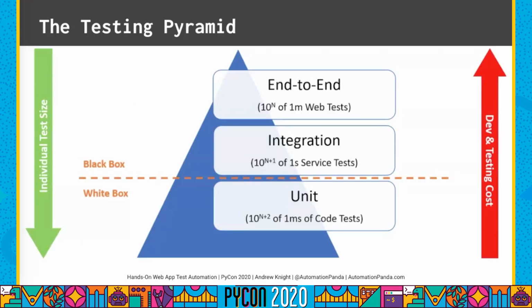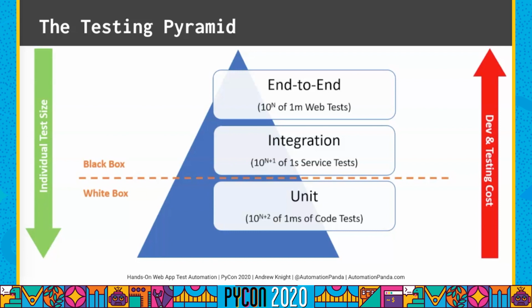We need to have a good strategy for deciding when to run different kinds of tests. And that's where the testing pyramid can help us out. The testing pyramid is basically just layering different types of tests in terms of their size and intensity. At the very bottom of the pyramid, we have what we call unit tests. Those are those white box tests that will test things in individual bite-sized pieces.